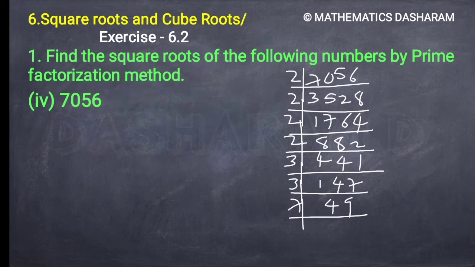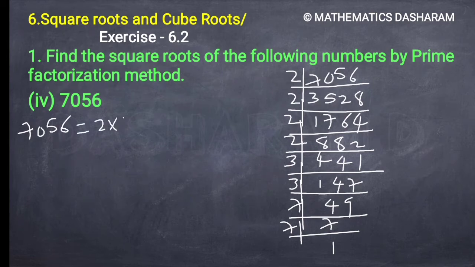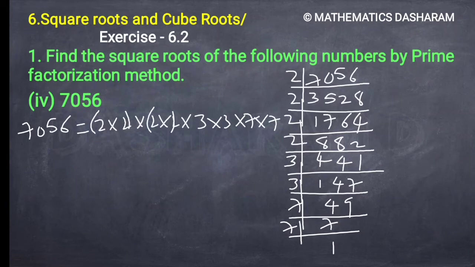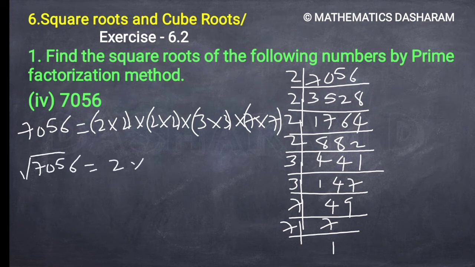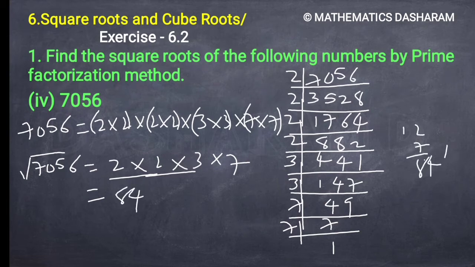Again 3 table. 3 fours are 12, 3 nines are 27. Now it is coming in 7 table. 7 sevens are 49, 7 ones are 7. So 7056 equals total 4 twos and 2 threes and 2 sevens. So here is one pair, second pair, here third pair and fourth pair. So under root 7056 equals 2 into 2 into 3 into 7. 2 twos are 4, 4 threes are 12, 12 sevens are 84. So under root 7056 equals 84.